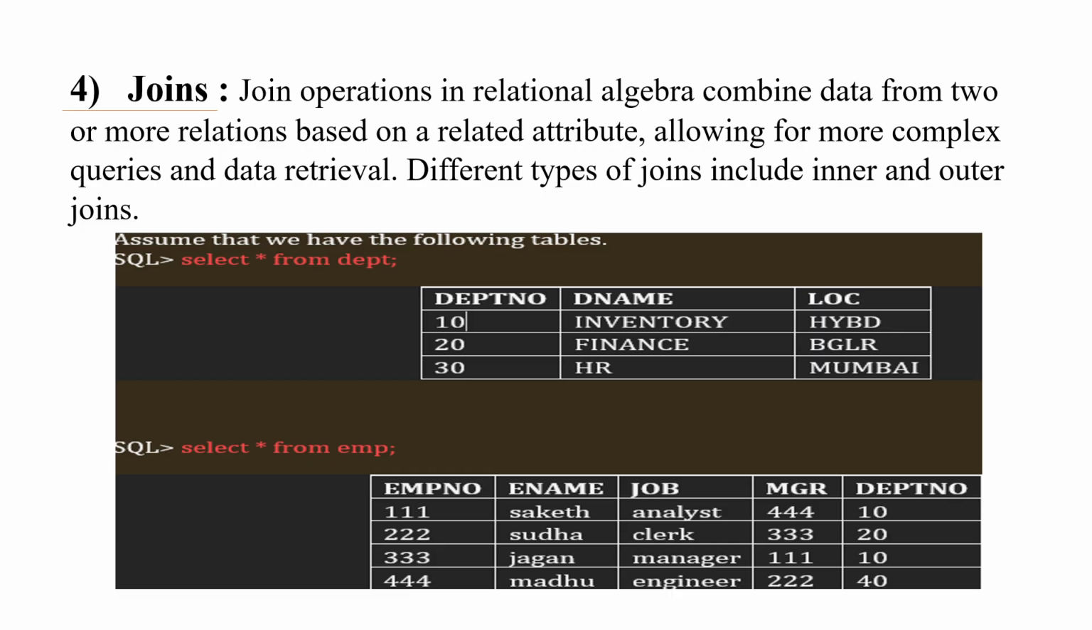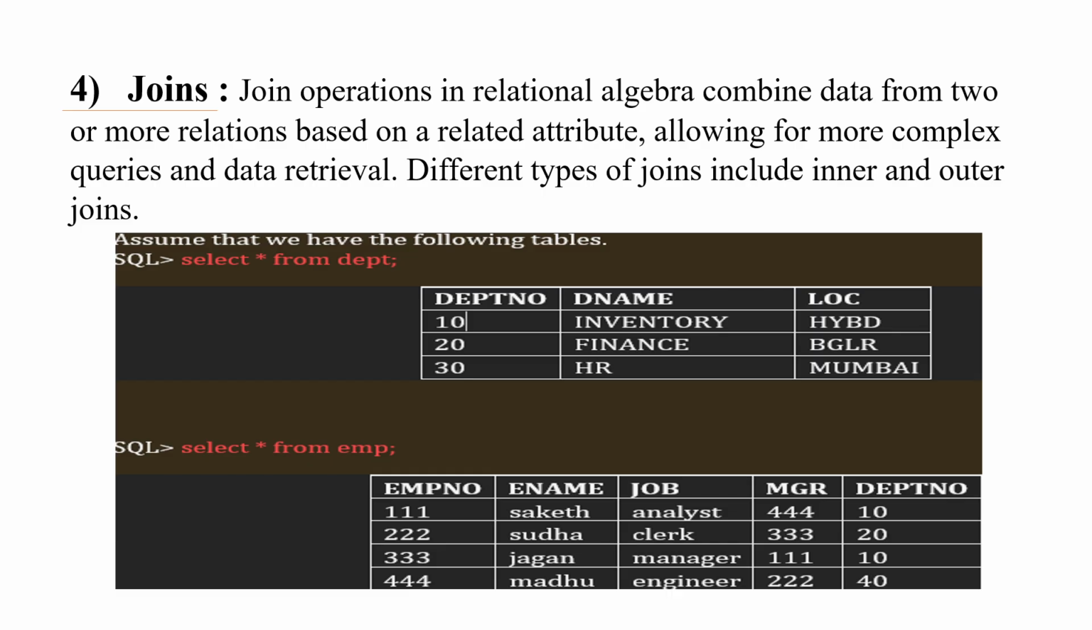Now the fourth concept is joins. Join operations in relational algebra combine data from two or more relations based on their related attribute. Different types of joins include inner join and outer join. The joins are used to perform operations on two different types of tables.